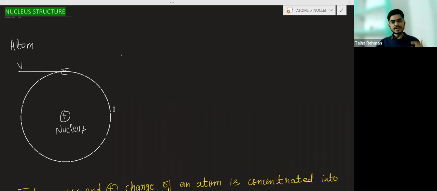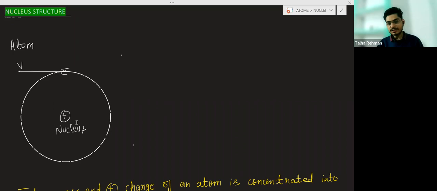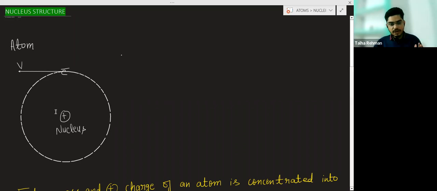We are considering the atom as spherical, okay, and at the center there is a positively charged nucleus. In the chapter on the atom, we studied Rutherford's alpha scattering experiment. From there was the discovery of the nucleus. So basically, the discovery of the nucleus goes to Rutherford. In an atom, the nucleus is at the center, and the nucleus has a positive charge, and electrons revolve around the nucleus.